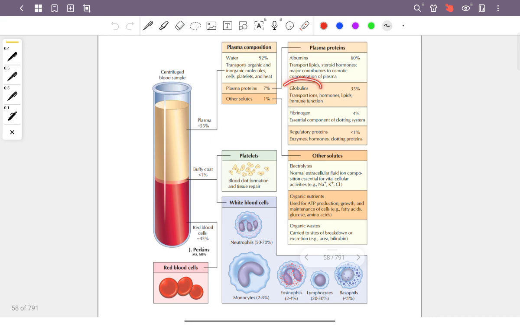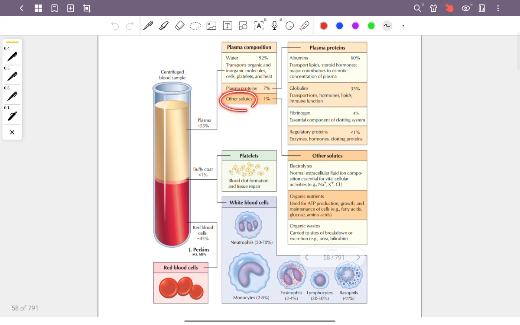Next one is globulin, which is 35%. Next one is fibrinogen, which is 4%, and there are other proteins also, the regulatory proteins, which are less than 1%. It can be enzymes, hormones, clotting proteins, numbers of things. So the first one albumin, globulin, fibrinogen, and the regulatory proteins. This is all the plasma protein inside the plasma.